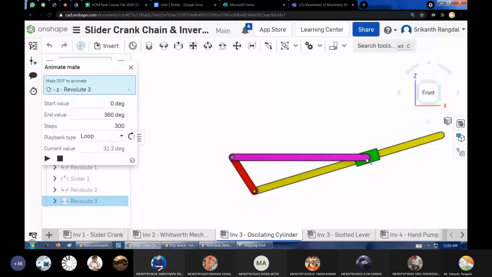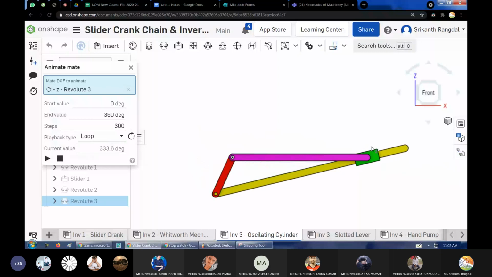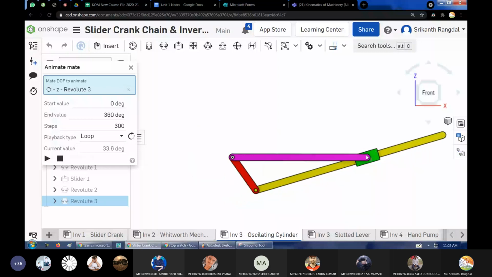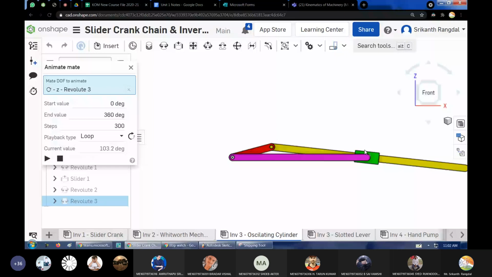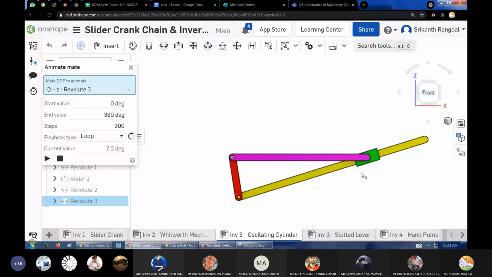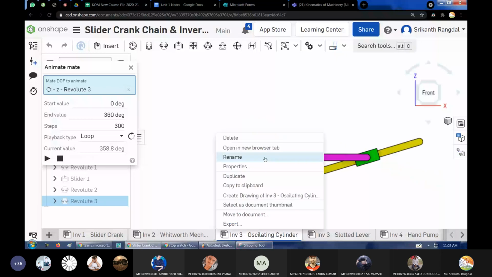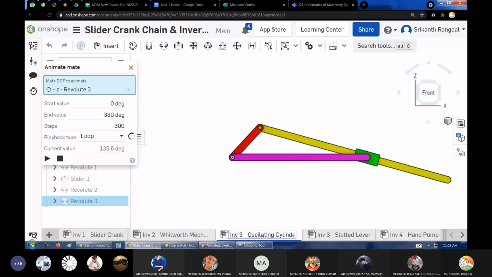Fine. So you may say that, sir, this yellow link is coming out of the cylinder. Well, we may have to make some slight modifications to this design to make it suitable for that kind of motion. So this cylinder will keep oscillating, and that's why the name of the mechanism is oscillating cylinder. Is it clear? Any doubt here?